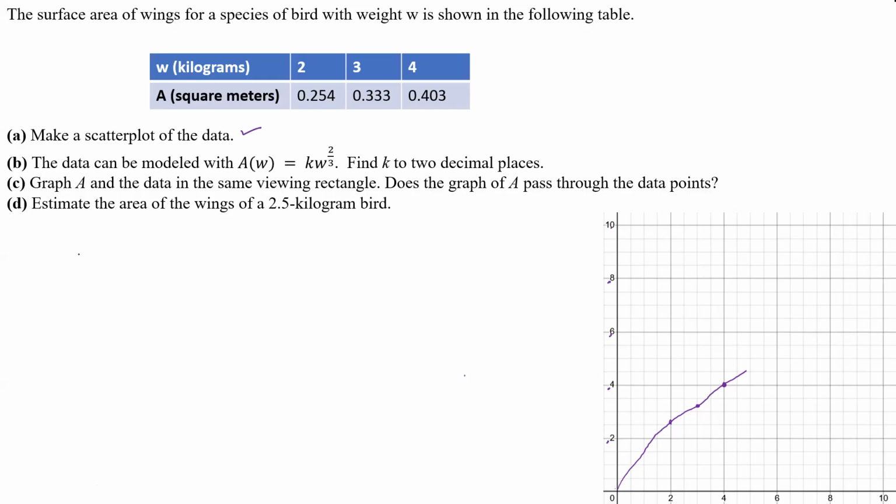So let's just use one of these. It doesn't matter which one. So we can say 0.254 equals k times 2 to the 2/3. So we're going to divide by 2 to the 2/3. And so k is equal to, and now we have to plug that into our calculator.